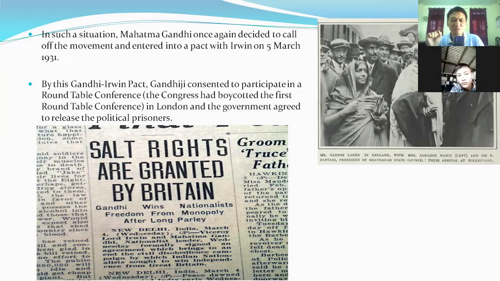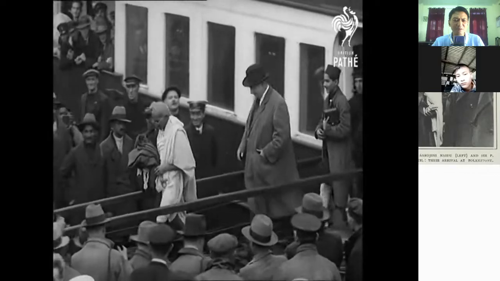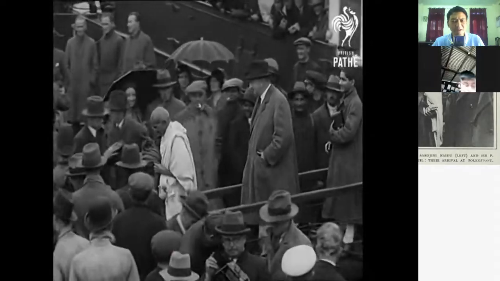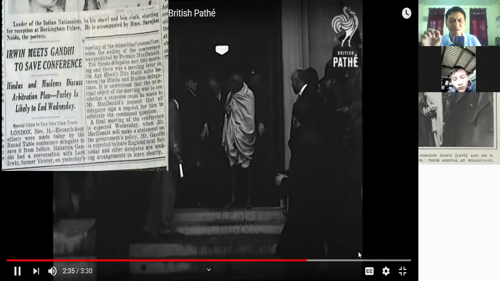So Gandhi went to England, he went to London to take part in the second roundtable conference. But here again, they could not agree and the negotiations broke down. Why did they break down? On the issue of separate electorates.